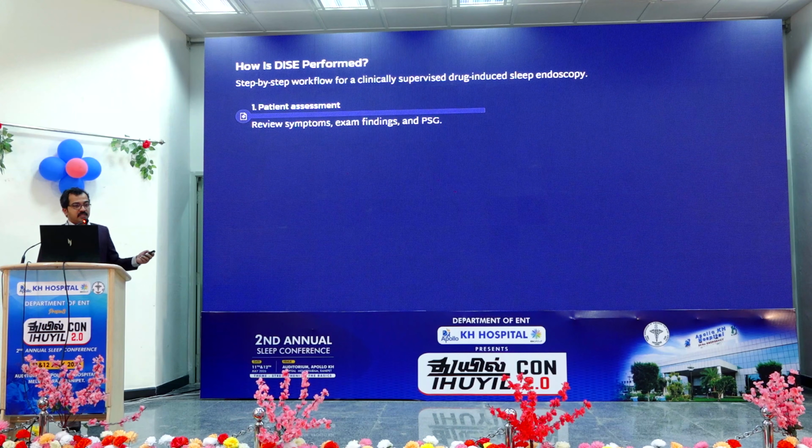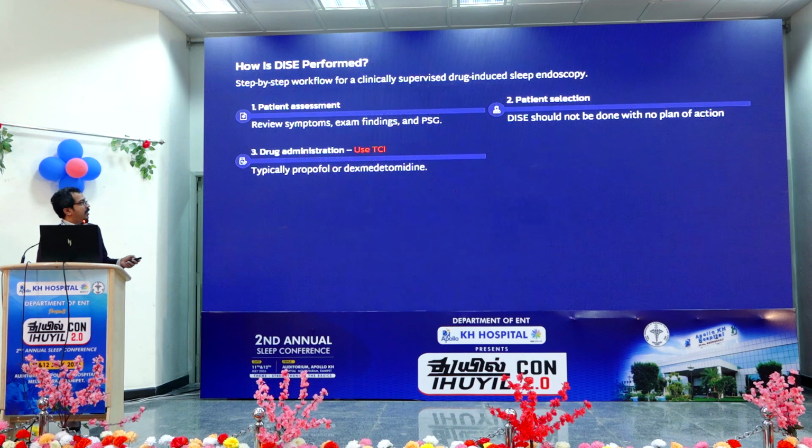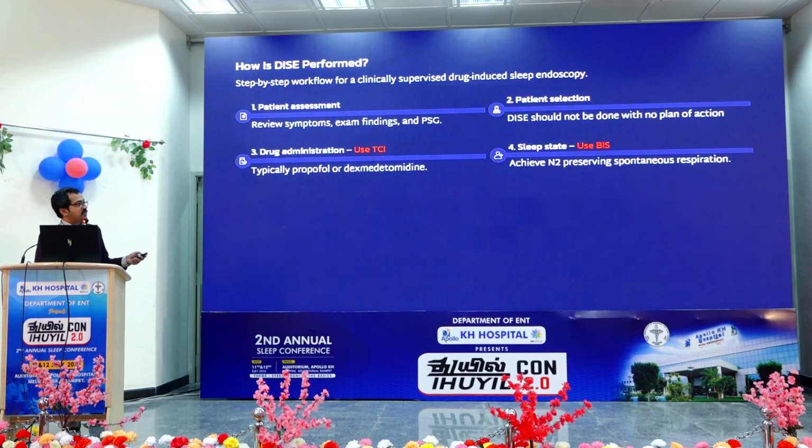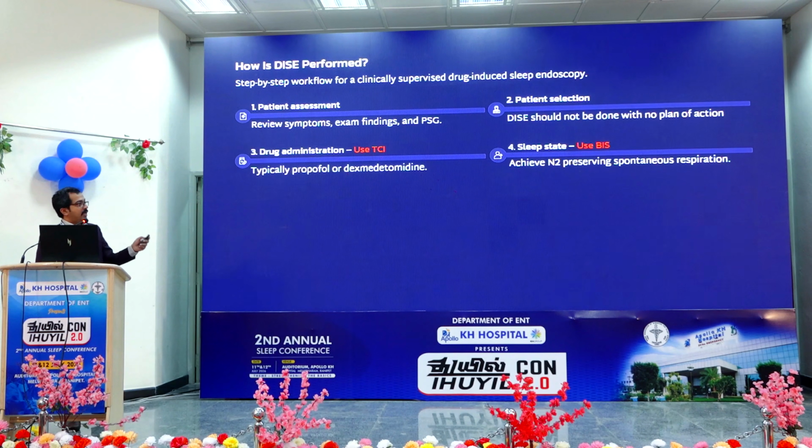of sedation. Patient selection: DISE should not be done if you don't have any plan of action. So do DISE if you have a surgical plan or a CPAP or some plan in mind. For drug administration, usually use target controlled infusion, and for sleep state use the BIS. The problem is that DISE usually takes around 20 to 30 minutes maximum, but by that time you will be able to achieve only the N2 phase of sleep, and the medicines won't be able to reproduce the REM phase of sleep. So this is the only limitation of DISE, that you will be able to achieve only the N2 phase.